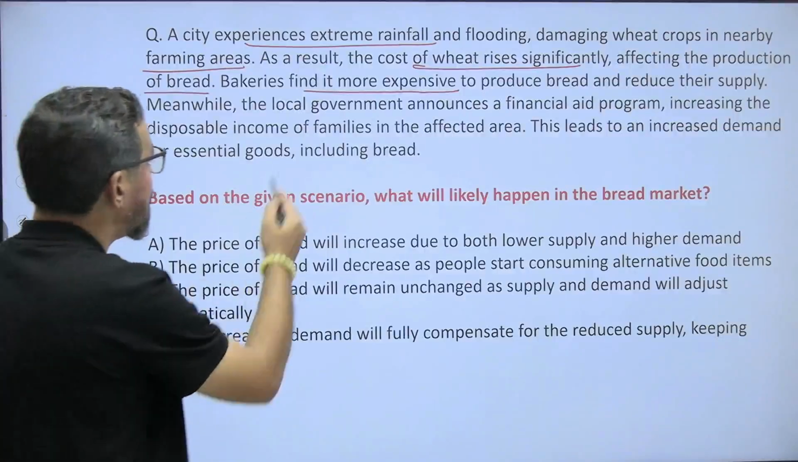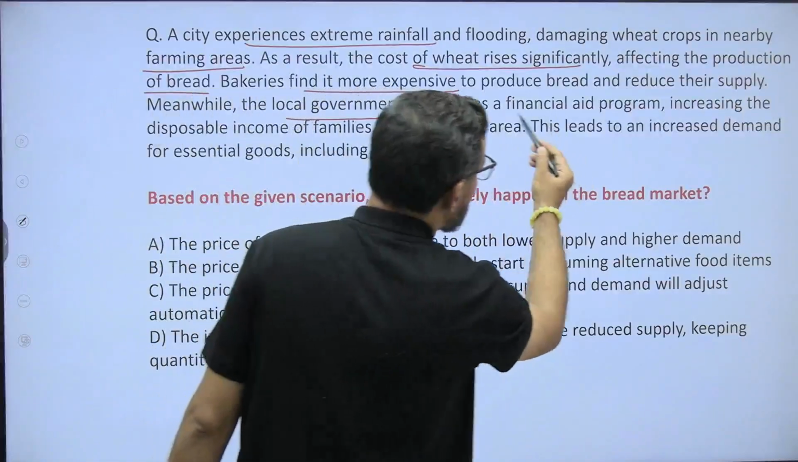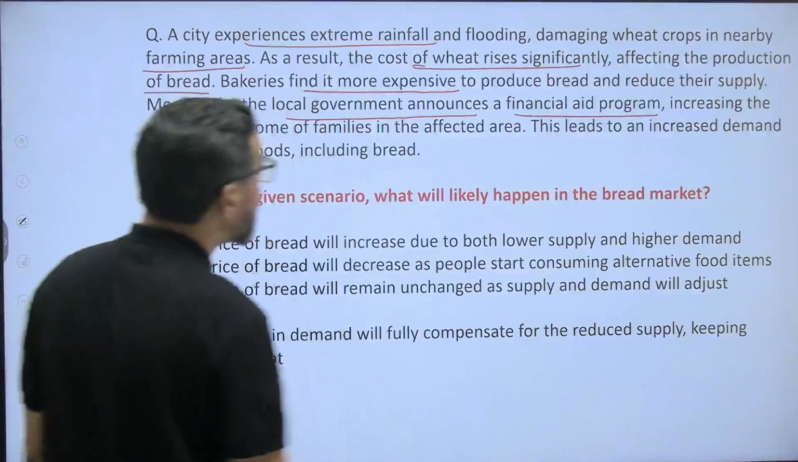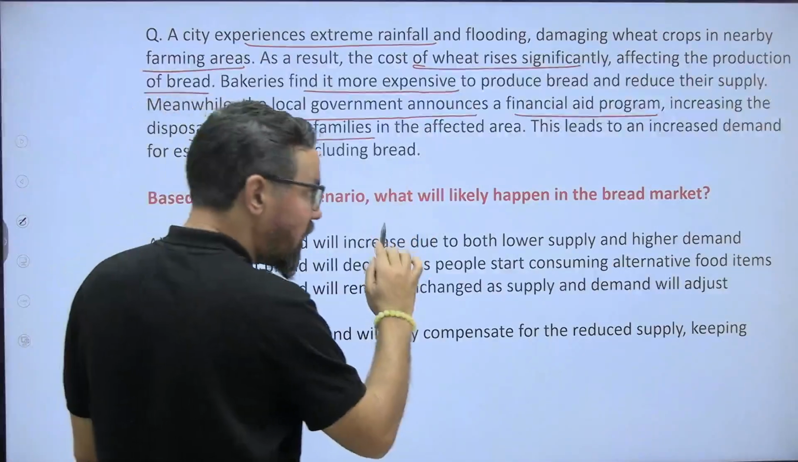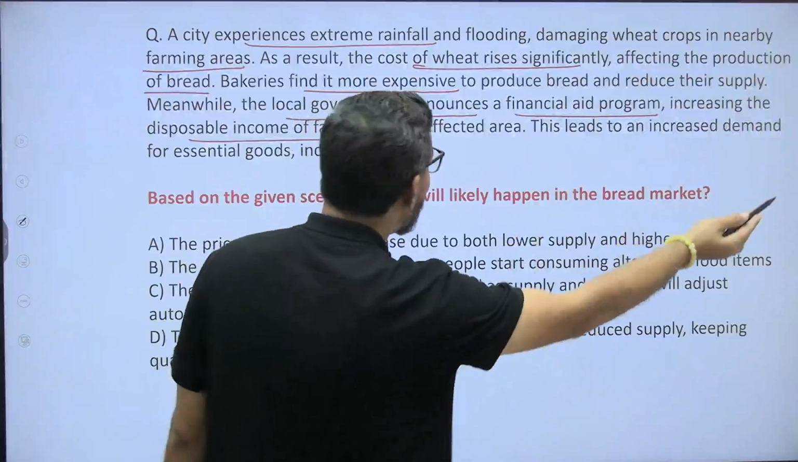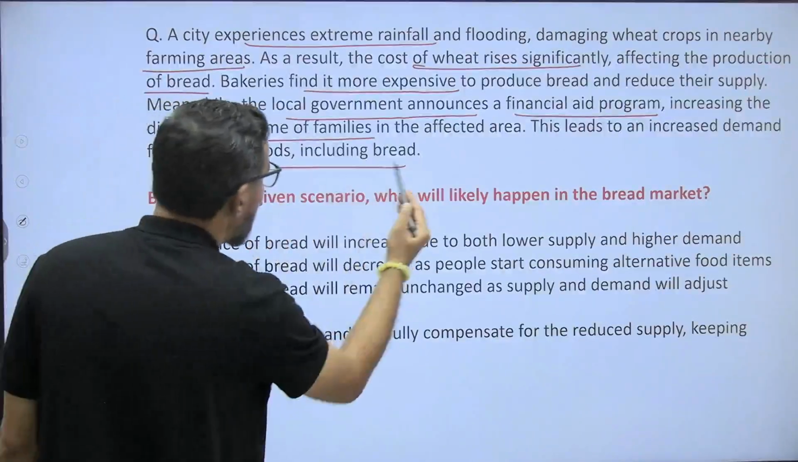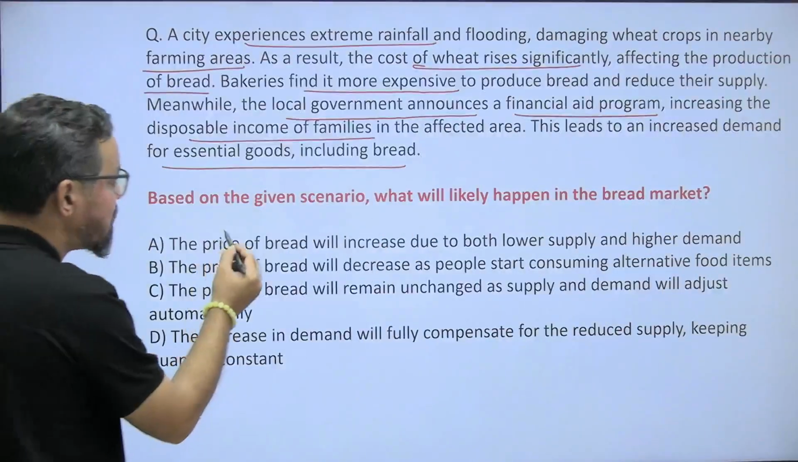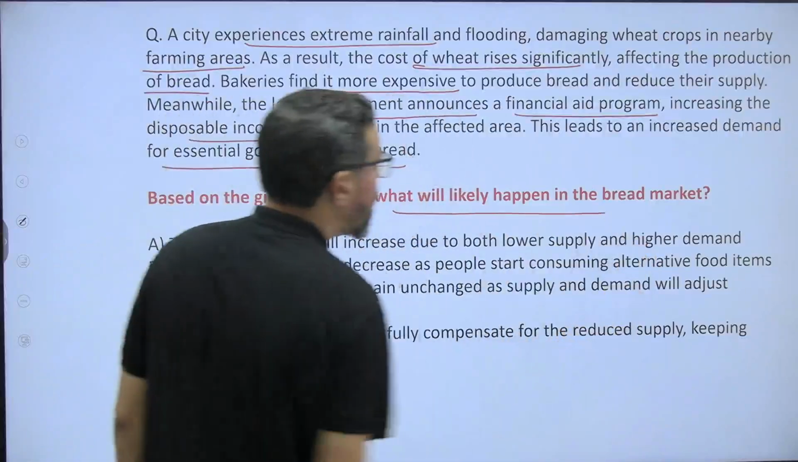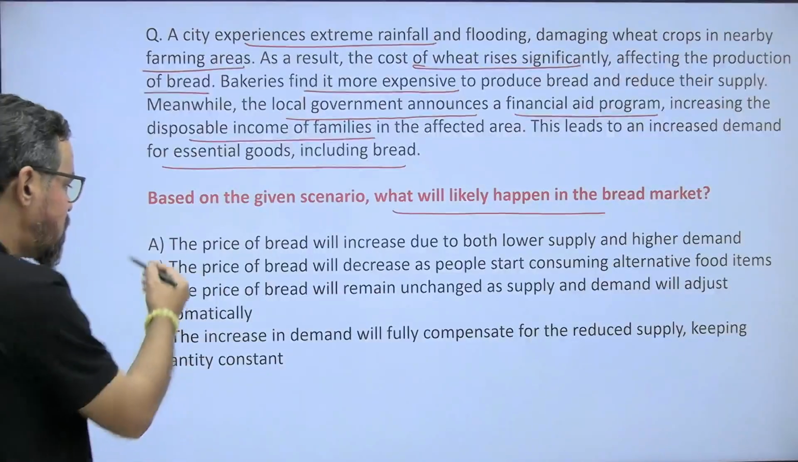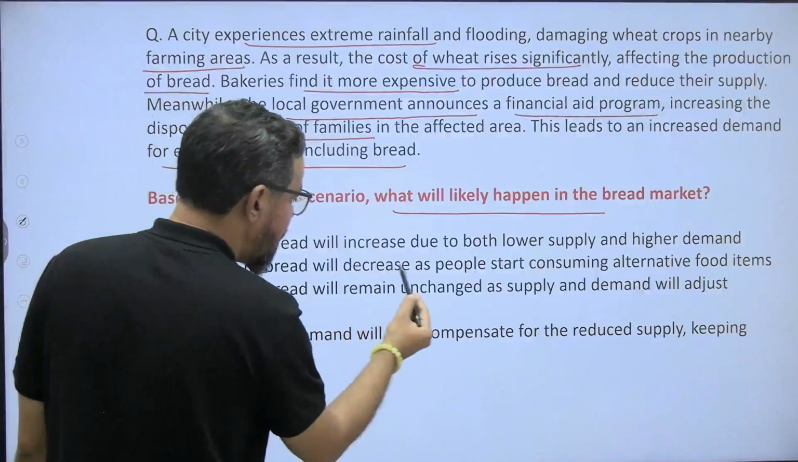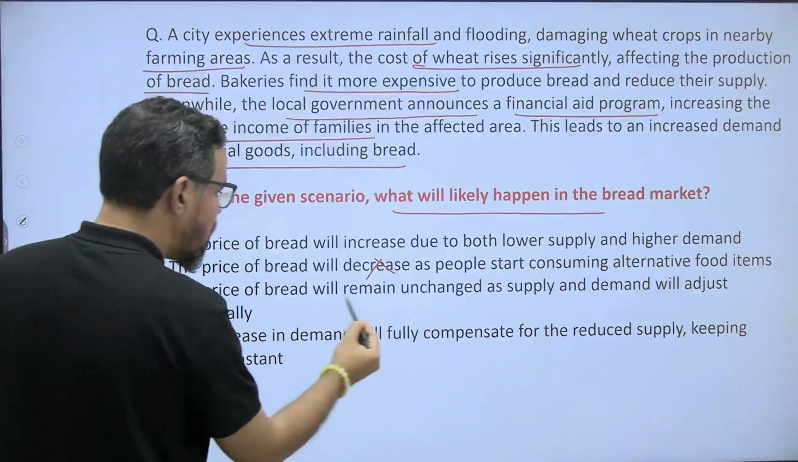Meanwhile, the local government announced financial aid programs increasing the disposable income of families in the affected area. This leads to an increase in demand for essential goods, including bread. So based on this scenario, what will likely happen in the bread market? The price of bread will increase due to both lower supply and higher demand. True. The price of bread will decrease. No, it will increase. The price will remain unchanged.